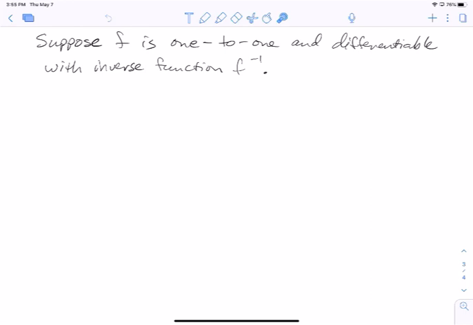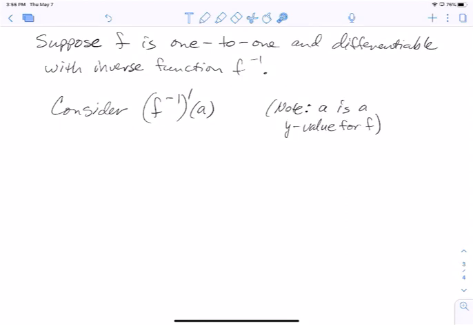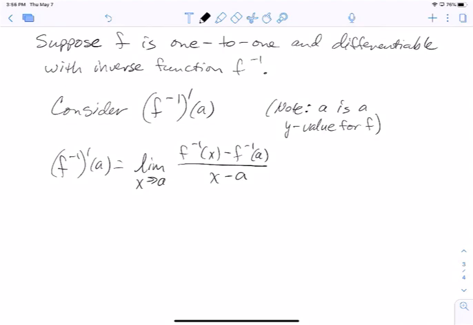Suppose we have a function f which is one-to-one and differentiable and has an inverse function f inverse. I want us to consider f inverse prime of a. So this would be the derivative of the inverse function. Let's note that a is a y value for f, because here we're putting a into something related to the inverse. By the definition of derivative, f inverse prime of a is equal to the limit as x approaches a of f inverse of x minus f inverse of a divided by x minus a.